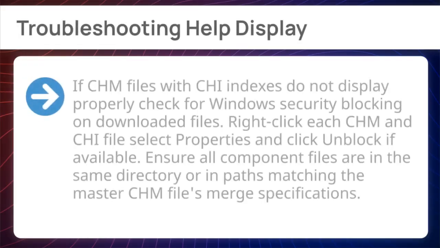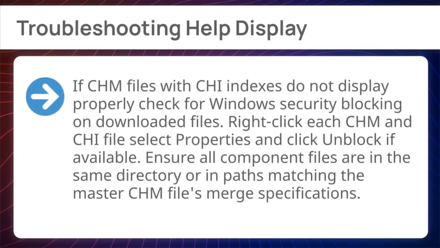Finally, troubleshooting help display. If CHM files with CHI indexes do not display properly, check for Windows security blocking on downloaded files. Right-click each CHM and CHI file, select Properties, and click Unblock if available. Ensure all component files are in the same directory or in paths matching the master CHM file's merge specifications.